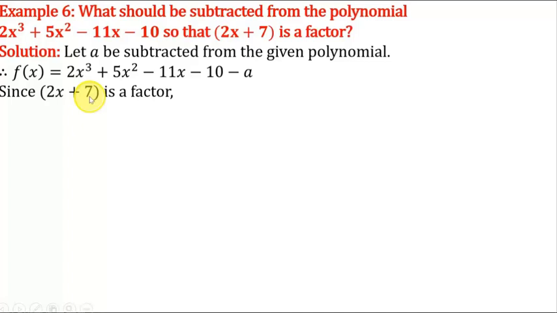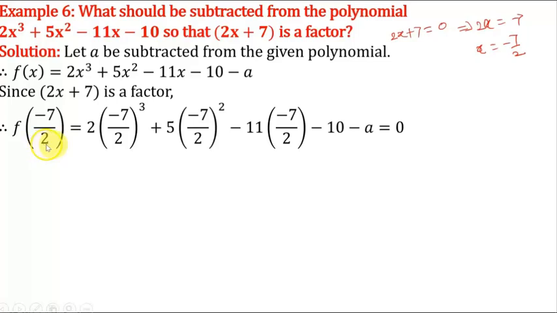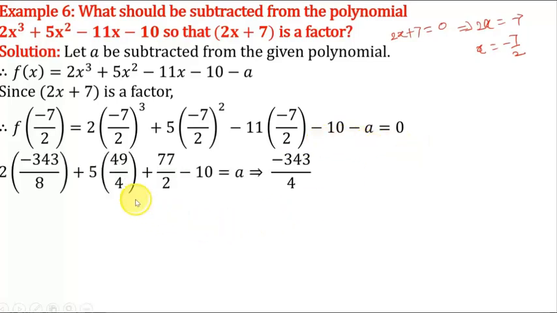Since 2x plus 7 is a factor, the value of the polynomial is 0 when x is equal to minus 7 upon 2. That is, 2x plus 7 is equal to 0 implies that 2x is equal to minus 7, and hence x is equal to minus 7 upon 2. Therefore, f of minus 7 by 2 is equal to 2 into minus 7 upon 2 cube plus 5 into minus 7 upon 2 square minus 11 in bracket minus 7 upon 2 minus 10 minus a is equal to 0. Now next simplification.